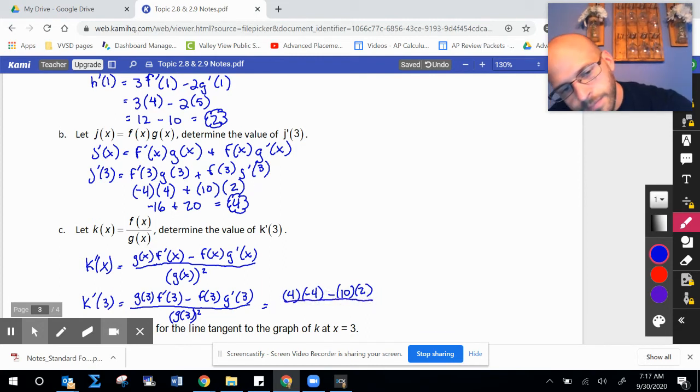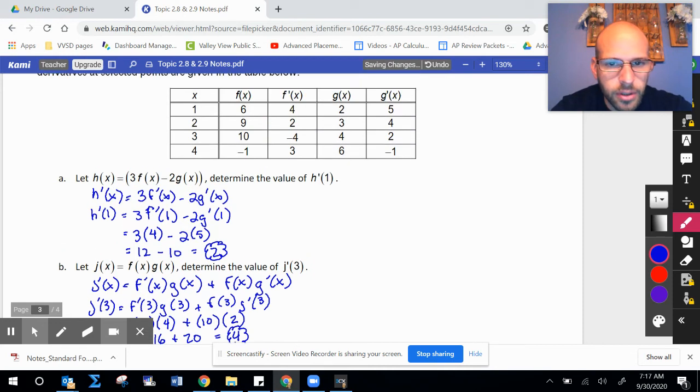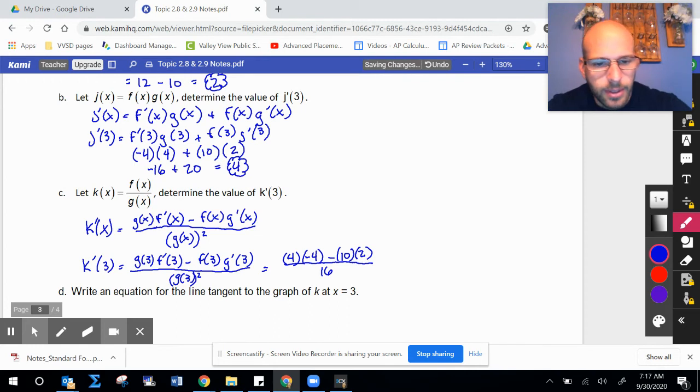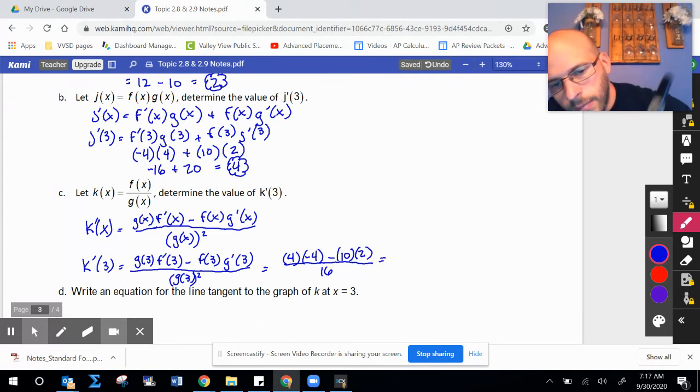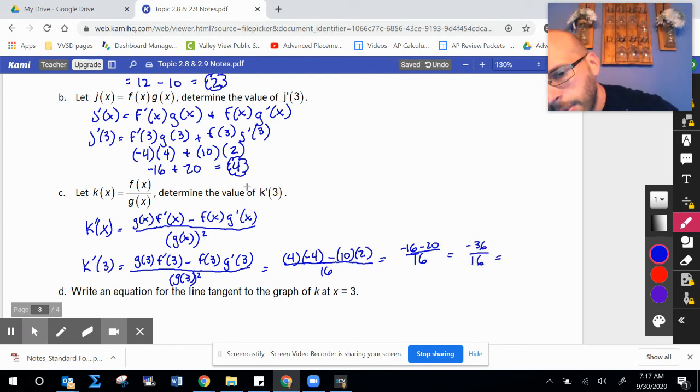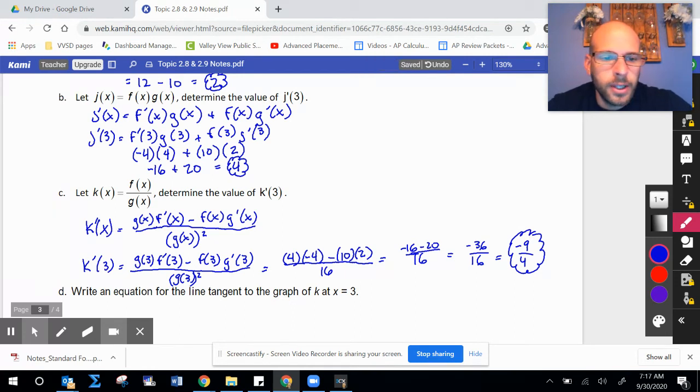All over g of 3, which is 4 squared. So I'm going to go ahead and just write a 16. So I get a negative 16 minus 20 all over 16, which is a negative 36 all over 16. And we can reduce that by a factor of 4. So I'm going to say a negative 9 over 4. And that would be my rate of change, right?